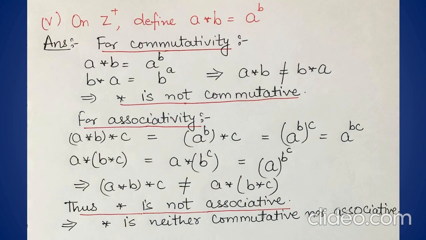Now check for associativity. Now bracket a star b star c, that will be equal to, first of all a star b will be a to the power b star c. Now first element here is a to the power b और second element क्या है c, और इन दोनों elements पर जब हम binary operation apply करेंगे, what we get is first element is a to the power b और उसकी power कितनी आ जाएगी, c. So we can say that is equal to a to the power bc.